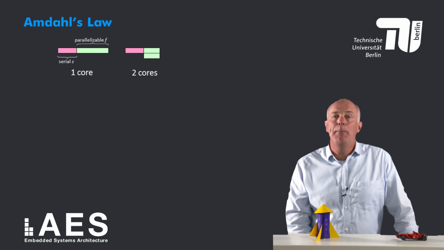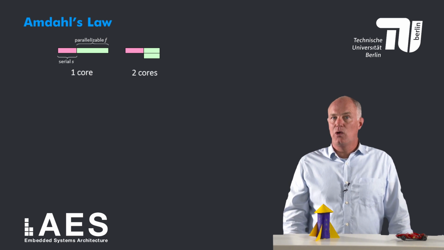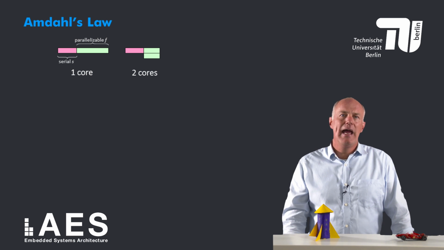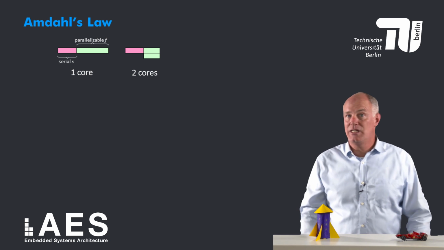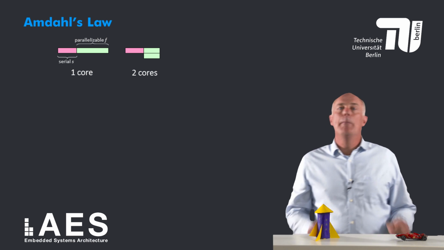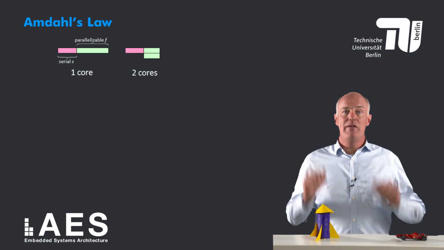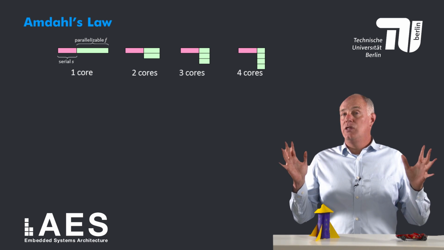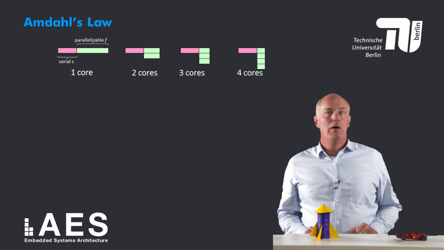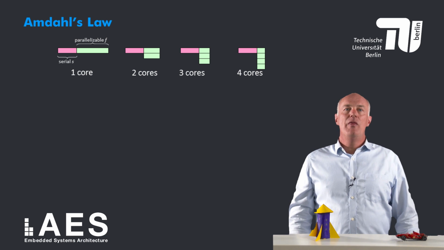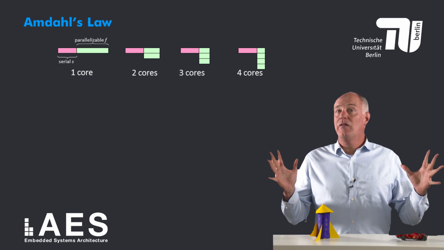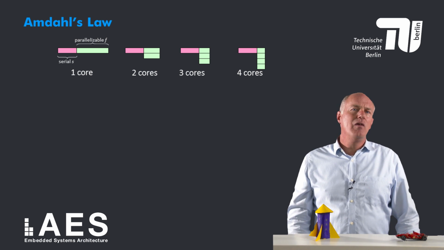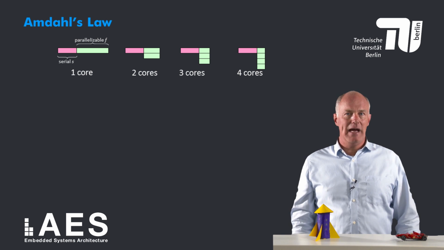Now we execute this application on two processor cores. Then the execution time will look like this. A perfect speedup of 2 is achieved for the parallelizable part, but the serial part remains the same. Similarly, when we execute our application on 3 or 4 or 1 million cores, the parallelizable part of the total execution time will shrink, will become tiny, but the serial part will not become any smaller.